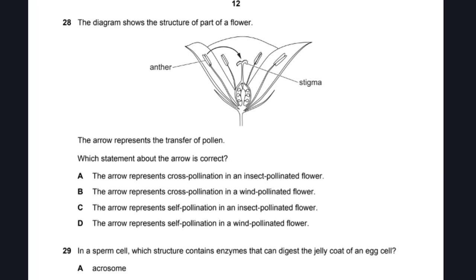Here they have shown the diagram. The structure is the part of the flower. The arrow is showing that the pollen is transferred here to the stigma, which means this is not cross pollination, this is self pollination. We have these options of self pollination, and is it by the wind? No, it will be insects, because if it is by wind, then the stigma should be feathery and the petals should not be so large. So it is by the insect, so C is the right answer.